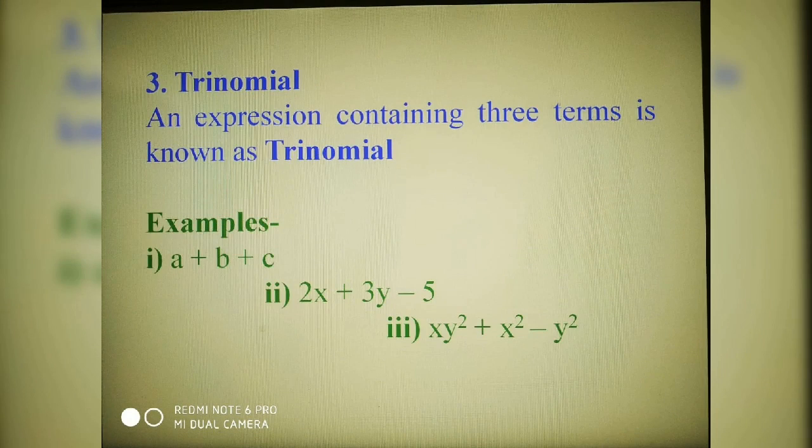Then trinomial. An expression containing three terms is known as trinomial. Examples, a plus b plus c, 2x plus 3y minus 5, xy square plus x square minus y square. All these algebraic expressions have three terms. So these are known as trinomial.